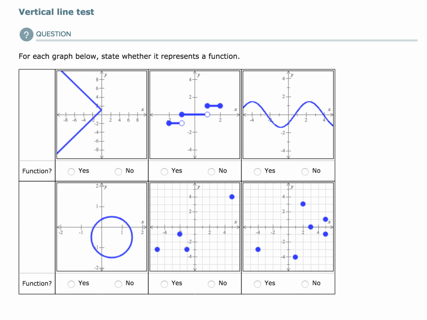So for each of these graphs, we want to state whether it represents a function. So what I want you to remember is that for a function, for each input, there can only be one output, meaning you need to be able to write it as f of x equals some y. Meaning when I plug x into my function, I know exactly what y is going to come out.